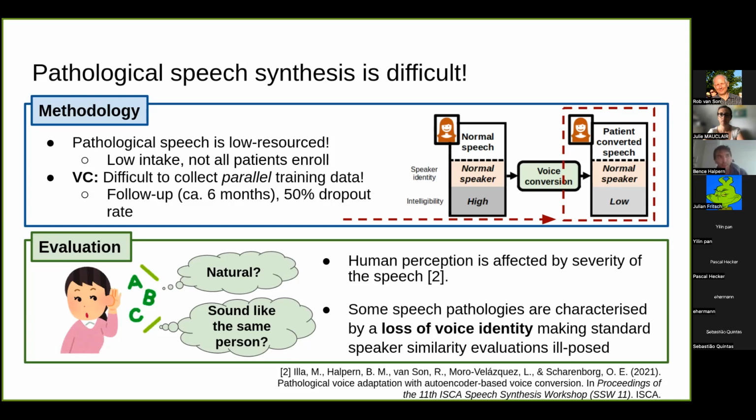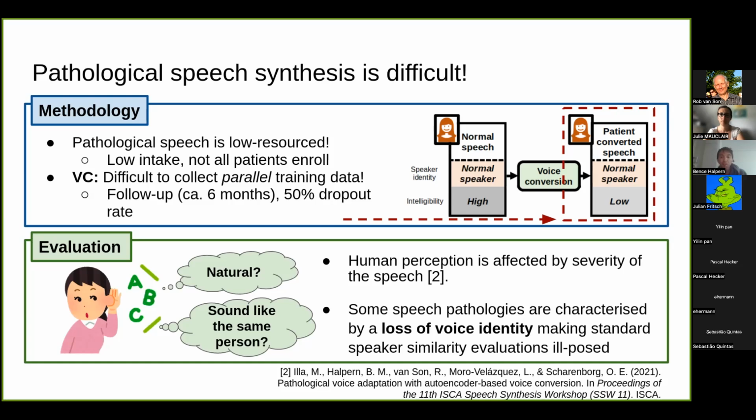The second aspect, which is challenging, is the evaluation aspect. In a previous study, we have shown that actually the naturalness evaluations, which are used in speech synthesis to evaluate the quality of the synthesized pathological speech, is affected by the severity of the pathological speech. And that's a problem, because we are not sure what we are measuring. Is it the naturalness or is it the severity of the speech?